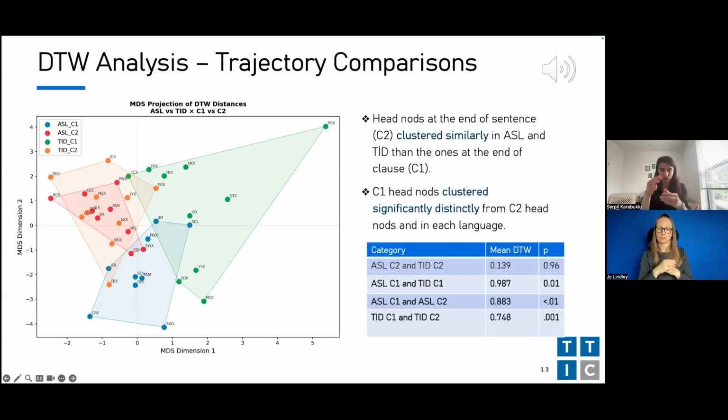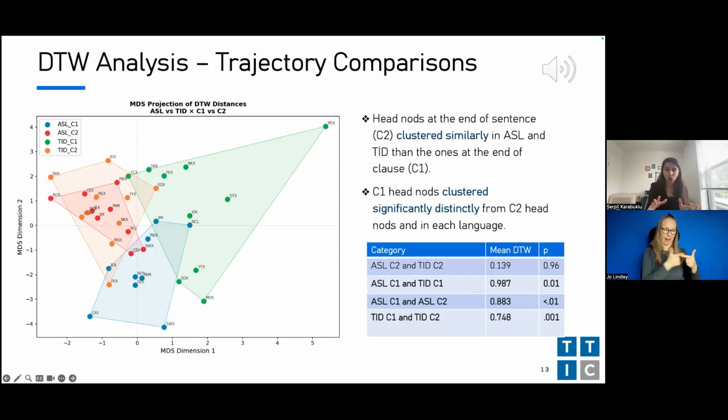So what we are seeing is that orange and red are grouped together. And that tells us that these two head nods are not different from each other. And these are the second head nods, the success head nods. And the green and blue group differently from each other, and also differently from the second head nod. These are the first head nods. And these are different from the success head nod, and these are also different in each sign language.